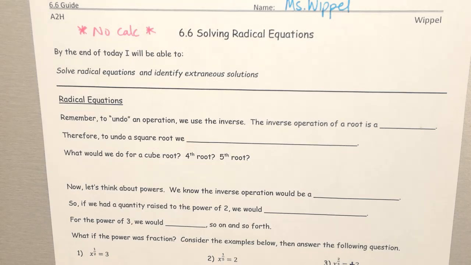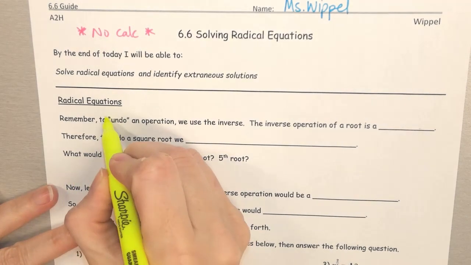So 6.6 is solving radical equations, and you can see one of our goals is also to identify extraneous solutions. Extraneous solutions are going to occur when your domain is not all real numbers. So we're going to talk about what type of situation we're going to encounter today. And with radical equations, it's important that we understand the inverse of operations. When you are undoing an operation, you always use the inverse.